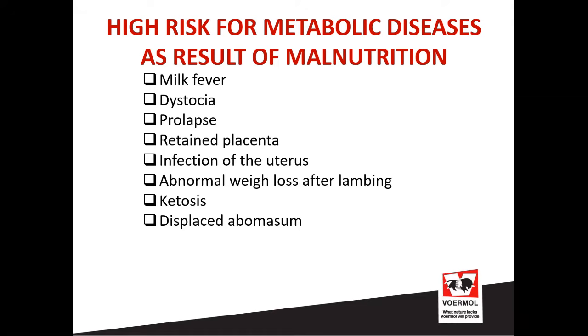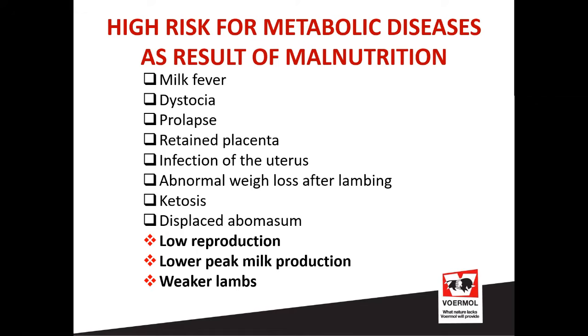But if you tick one of these boxes, let's say we tick milk fever, then we're going to sit with lower reproduction values, lower peak milk production, and at the end with weaker lambs, we're going to sit with higher lamb mortalities, and this will all affect our bottom line at the end of the day.